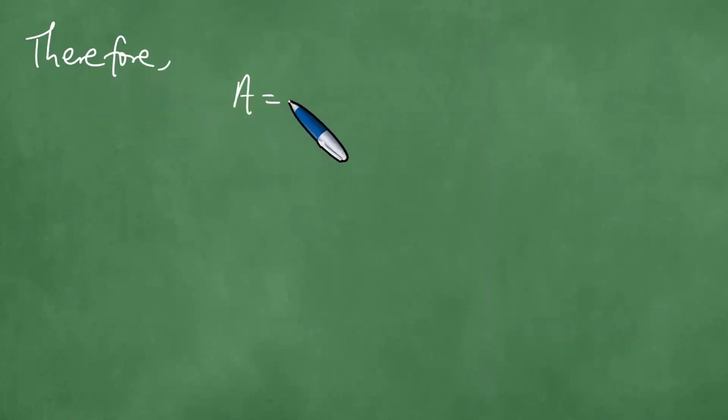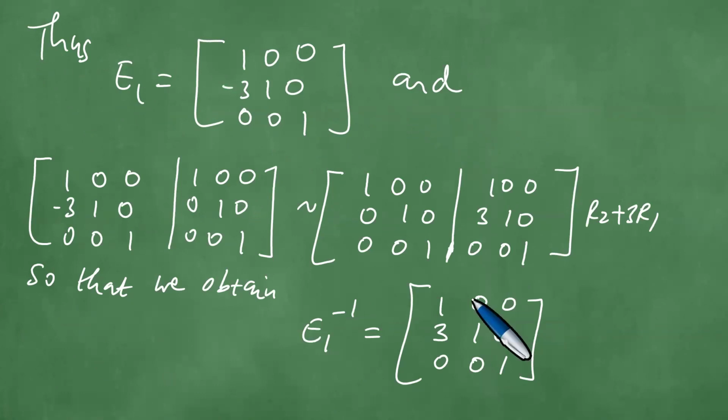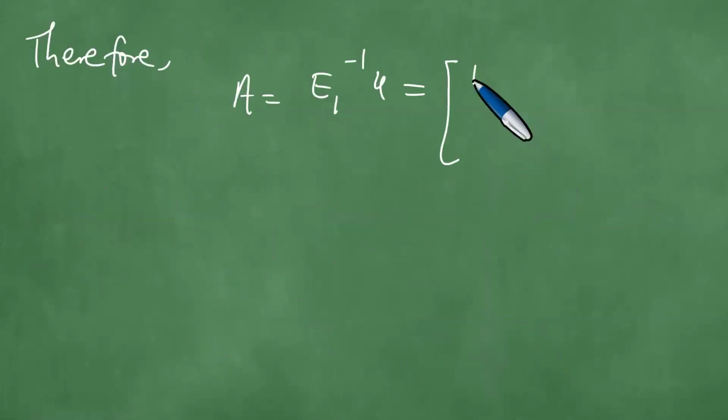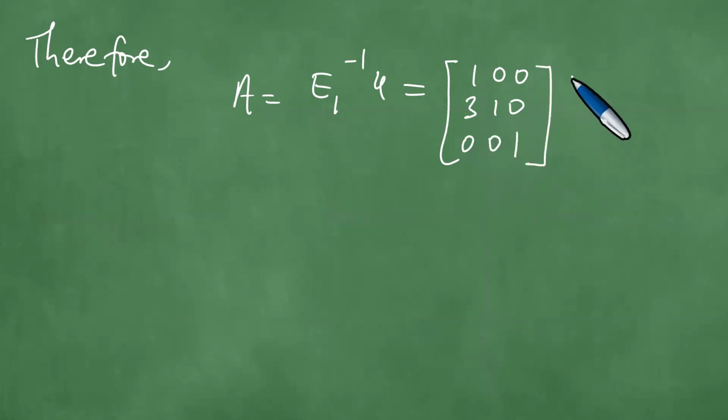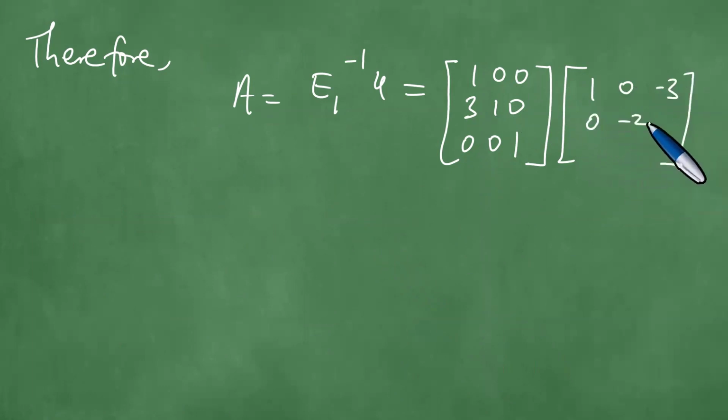Therefore, the matrix A, we have already seen that, can be written as E1 inverse U. And what is E1 inverse? E1 inverse is the same as [1, 0, 0; 3, 1, 0; 0, 0, 1]. And what is then the upper triangular matrix? [1, 0, -3; 0, -2, 6; 0, 0, -2]. So this becomes the matrix A written as a product of an elementary matrix and an upper triangular matrix U.